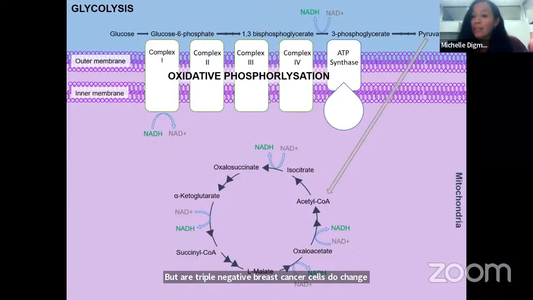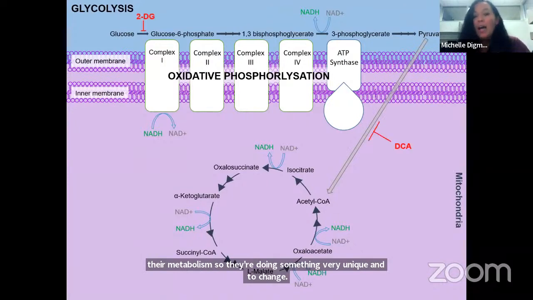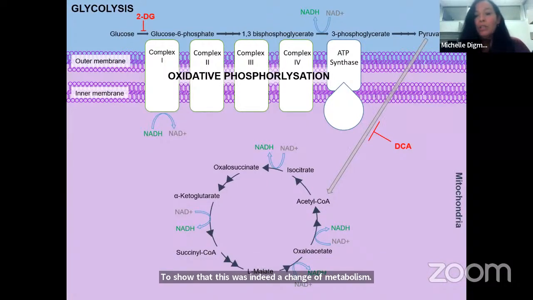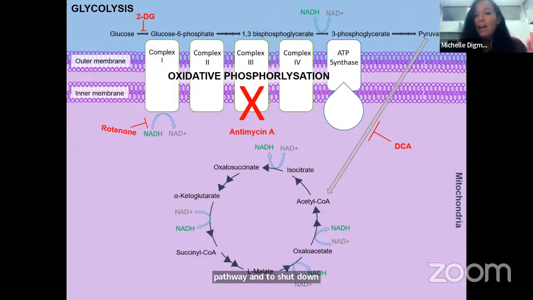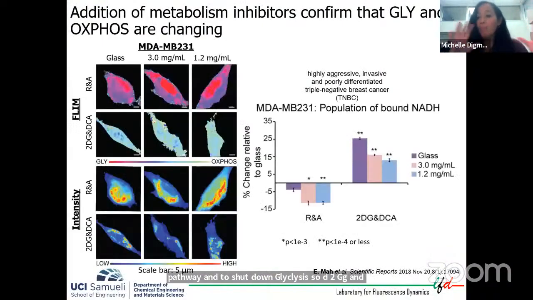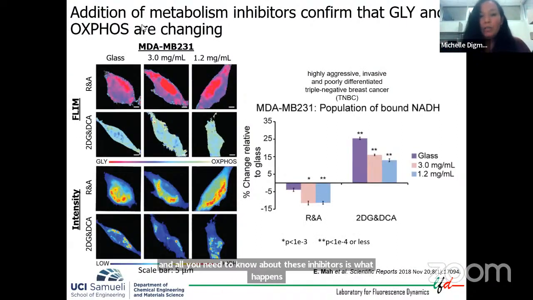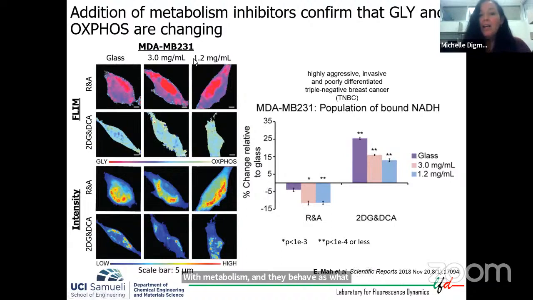And to show that this was indeed a change in metabolism, we had to use some inhibitors. We used a couple of inhibitors to shut down the oxidative phosphorylation pathway and to shut down glycolysis. So 2-DG and DCA, and all you need to know about these inhibitors is what happens with the metabolism, and they behave as you expect. With the MDA-MB-231s, these are the breast cancer cells, we see that adding rotenone and antimycin A, which shuts down the OXPHOS pathway, makes them more glycolytic. Because they can't produce ATP through oxidative phosphorylation, they switch to glycolysis.